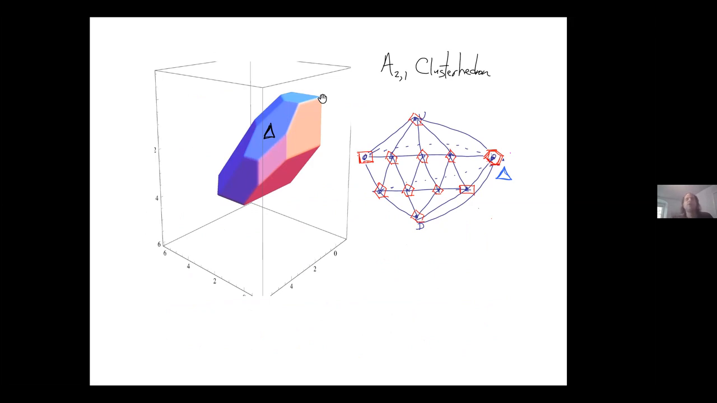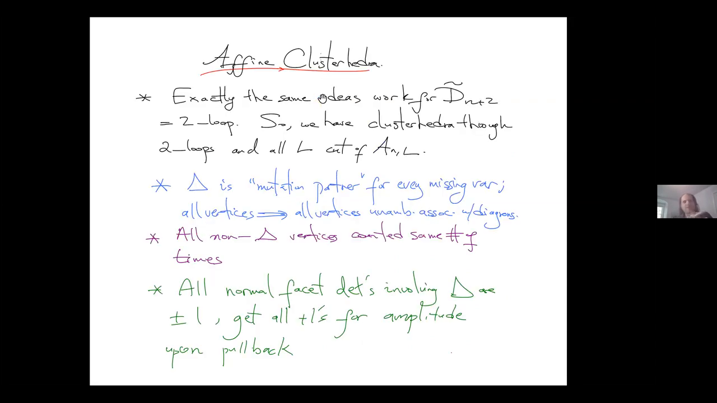That's a picture for what the final polytope looks like in one particular example for a very simple case where it's three-dimensional, where it's 821. Okay, so that was the story when you had the annulus, but exactly the same ideas work for the case of two loops, so two punctures, and these are the cases where the corresponding cluster algebras are affine, and there's only a single delta variable. So the mapping class group is just a single U1. And various nice things happen. This delta is a stand-in of the mutation partner for every missing variable.